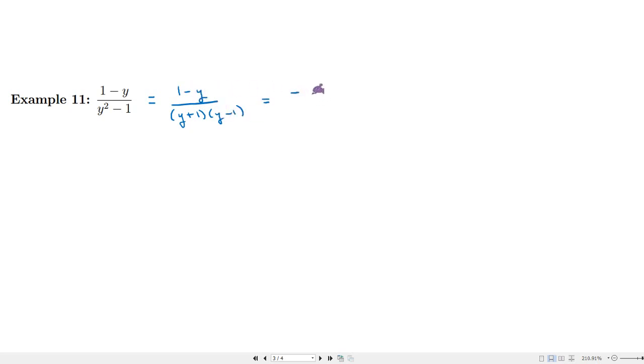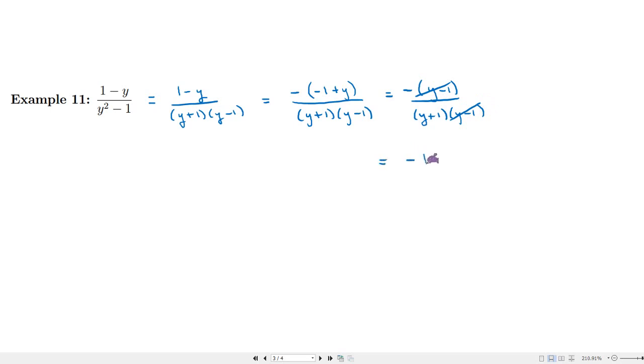If I factor that out, then we are left with a negative 1 and a plus y. Denominator stays the same. But then negative 1 plus y is the same as y minus 1. So this is negative y minus 1 over y plus 1, y minus 1. And these reduce, and we are left with negative 1 divided by y plus 1.